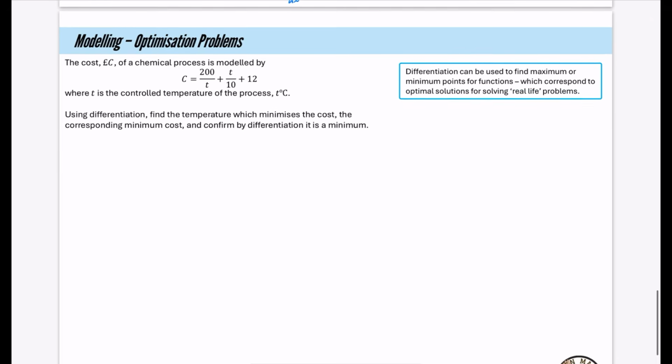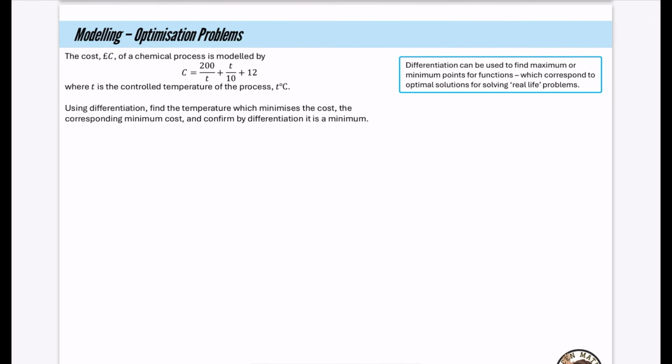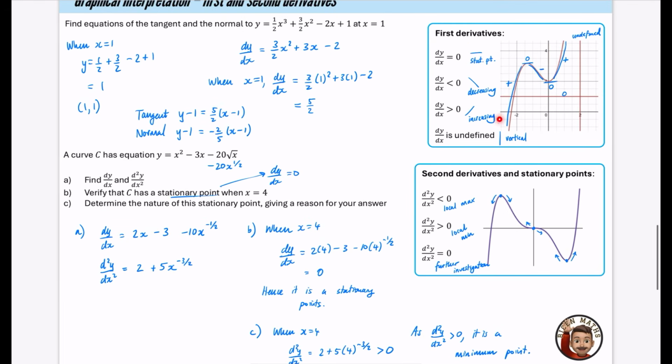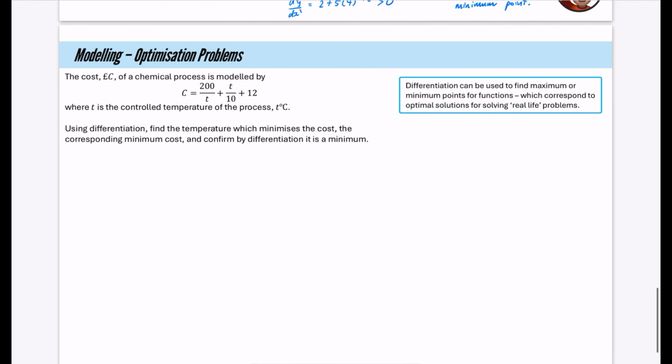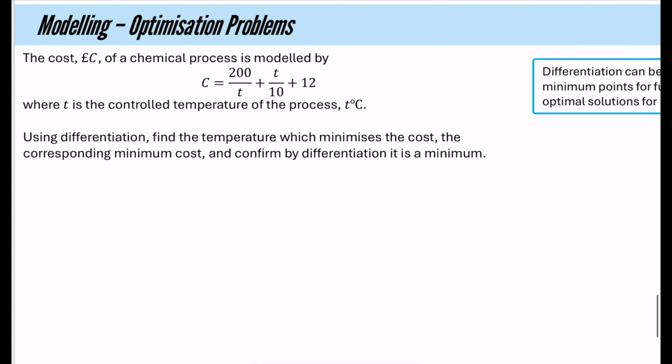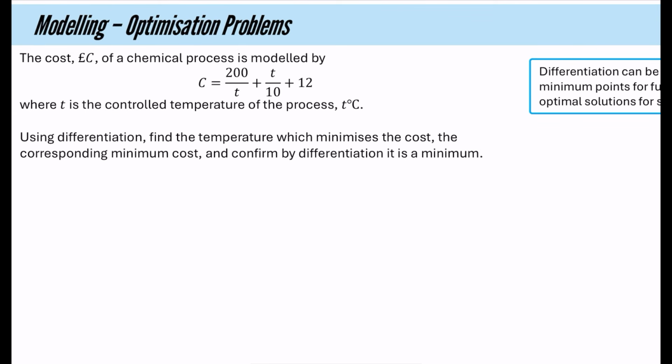Okay, and then to finish off, we're going to do an optimization problem. This is one of the most common ones in an exam paper. I've written in this blue box that differentiation can be used to find maximum or minimum points for functions, which corresponds to optimal solutions for solving real-life problems. People do use this a lot in real life, but often the context of an exam question doesn't feel very real. So it's like the stuff we're doing on the graph, apart from we're no longer doing it on a graph, we're visualizing it or trying to do it for some other kind of function.